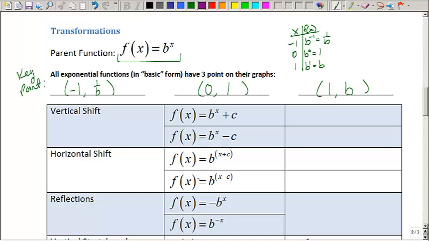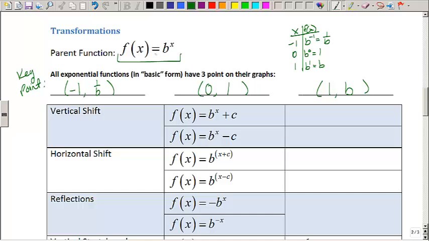Once you have your parent function graphed, we can now apply transformations to that parent function. Again, we talked about the parent function using your 3 key points at the x values -1, 0, and 1. And then we need to remember what our transformations were from a few sections ago.